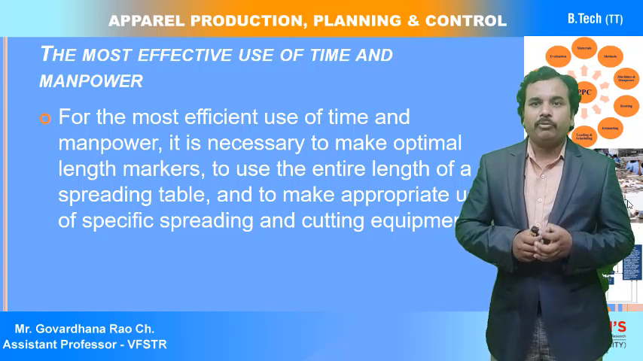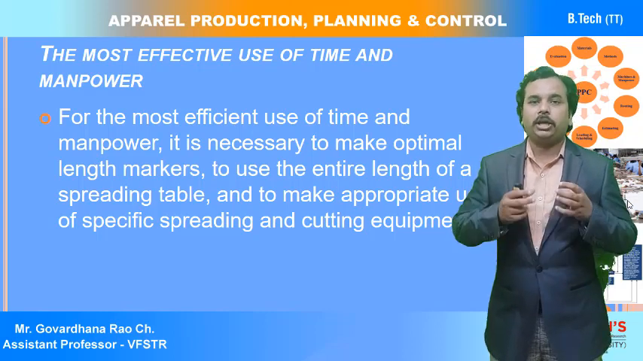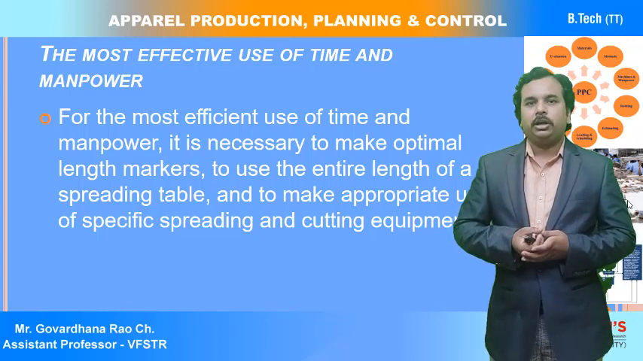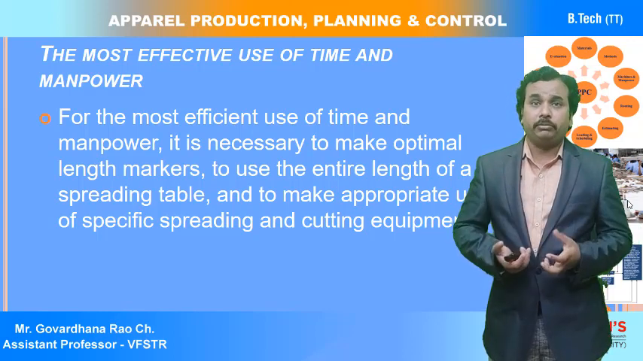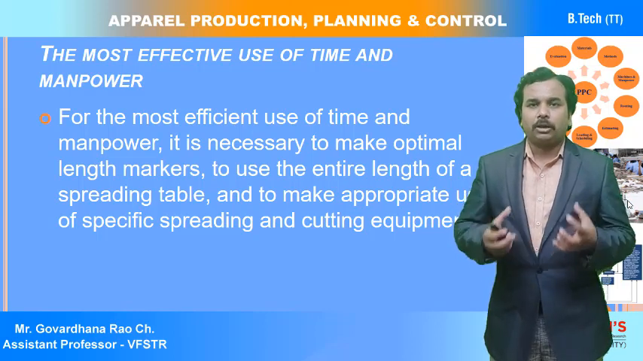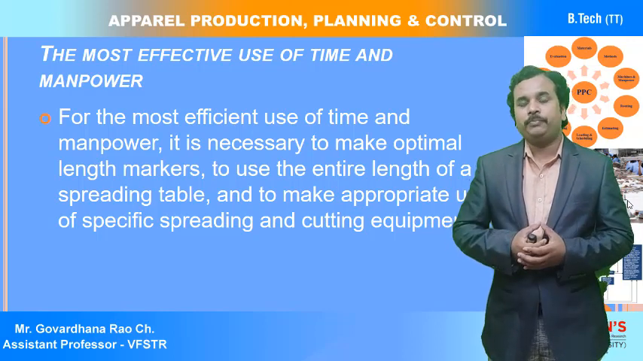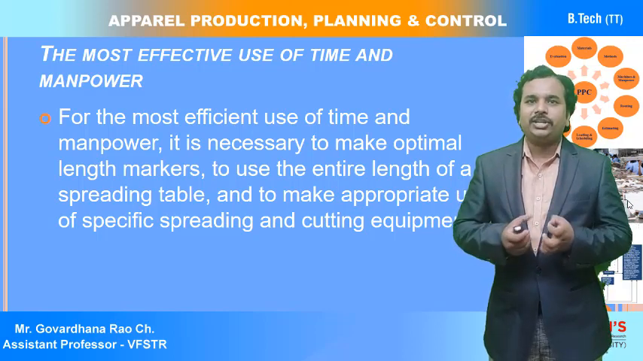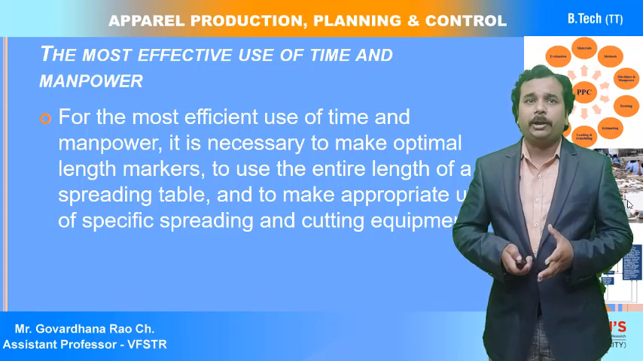So if you use spreading equipment and cutting equipment properly for a particular fabric type, for example an automatic spreading machine, you will get more production and more productivity. And if you utilize a good cutting machine to cut the components from the fabric as per the marker making, you will get more efficiency as well as very good productivity in the particular department.